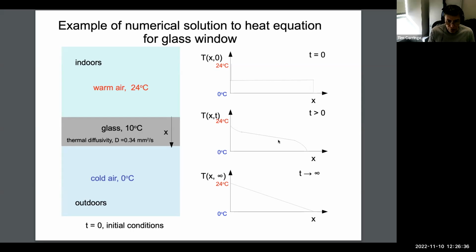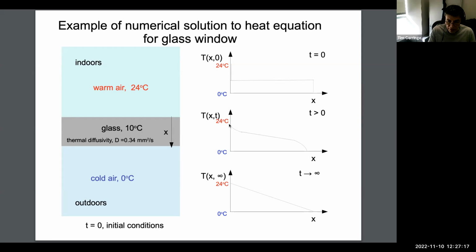Now, what happens? For later times, we know what's going to happen. On the warm side of the glass, heat will flow into the glass. It's 24 degrees Celsius, warmer than the glass. On the cool side of the glass, heat will flow out of the glass. It's colder outside the glass on the cold side. And so we're going to get heat flow in on the warm side, out on the cool side. The warm side of the glass is going to increase its temperature. The cool side is going to decrease its temperature.